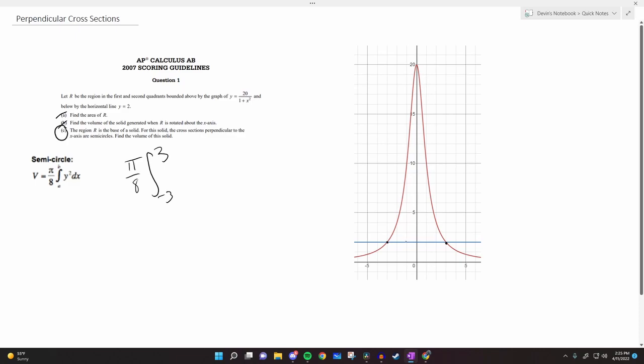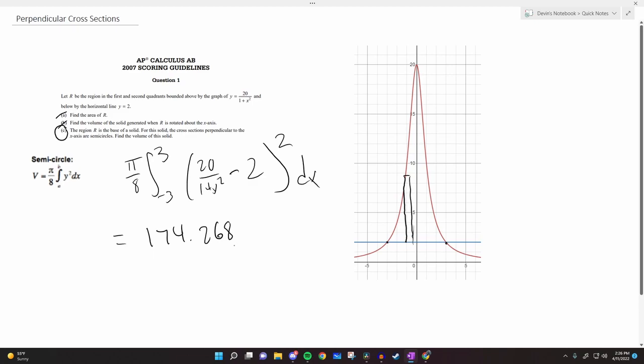So if we were to draw a rectangle that goes through this graph, the height of it would be top minus bottom. So we would take the top graph, which is 20 over 1 plus x squared, minus the bottom one, which is that blue line, 2, and then square that. And then putting this in the calculator, we should get approximately 174.268. So just knowing this formula makes our life a lot easier than what we had to do before.